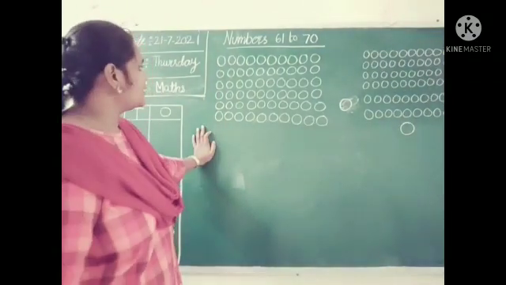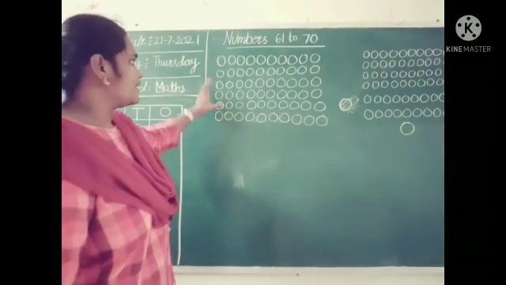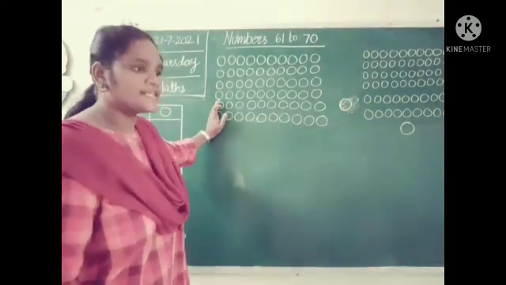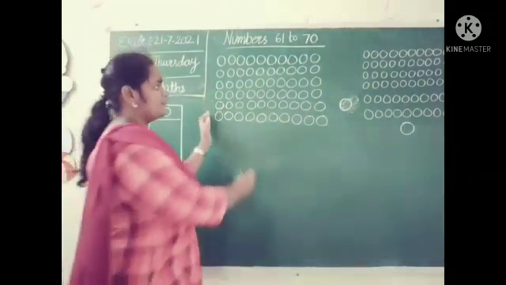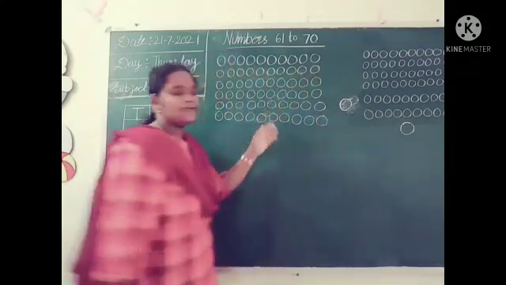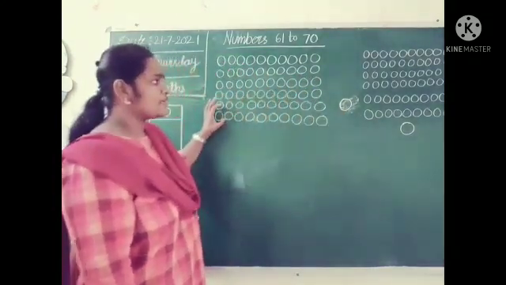Okay, look here children, we have 60 zeros here. See, these are the 60 balls. For these 60 balls, I add one ball. ఈ 60 balls కి నేను ఒక బాల్ యాడ్ చేశాను. అప్పుడు ఏమవుతుంది?